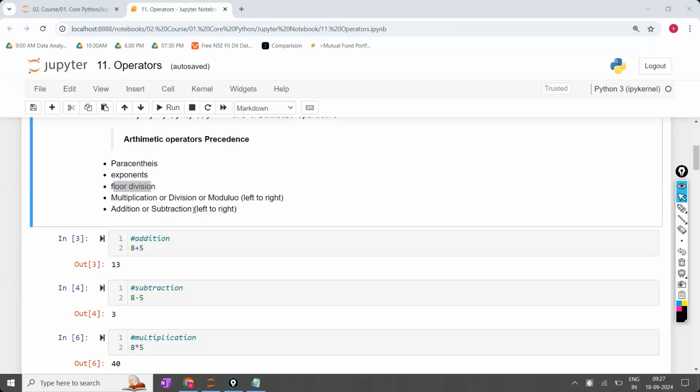Addition or subtraction: either you can do addition or subtraction, whatever order was given in the question, same order. In the question, if plus comes first, do the plus. If minus comes first, do the minus. That is the meaning of left to right. Left to right means whatever order they have given in the question, follow the same order. Is the point clear? Parentheses, exponents, floor division, multiplication, division, modulo, and addition or subtraction.